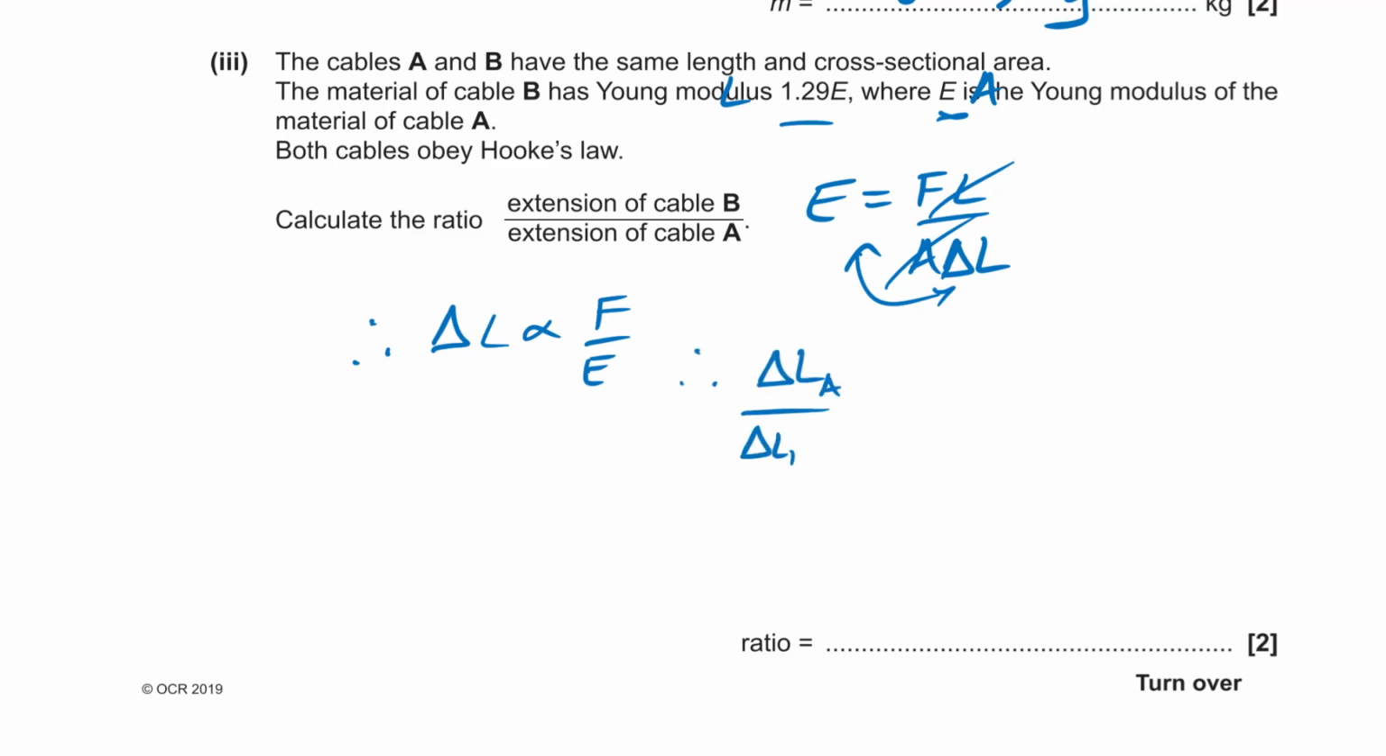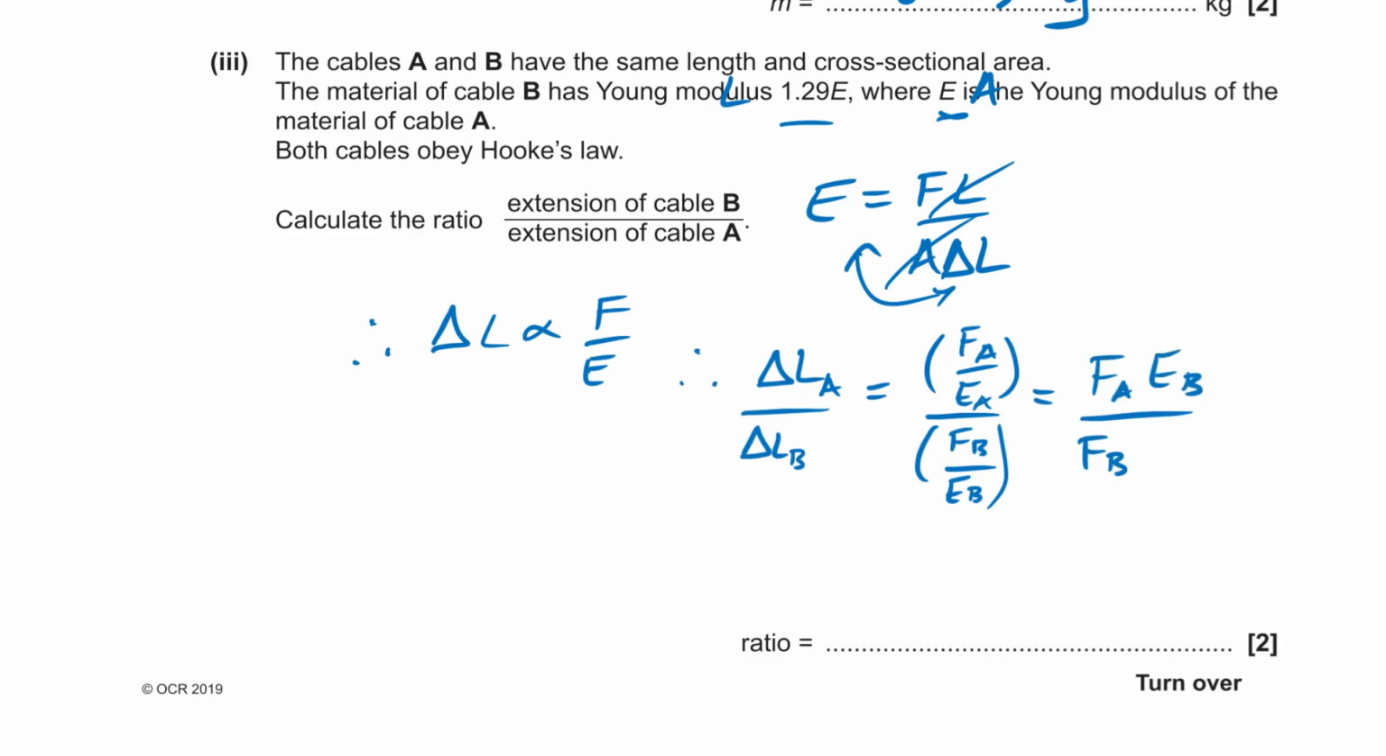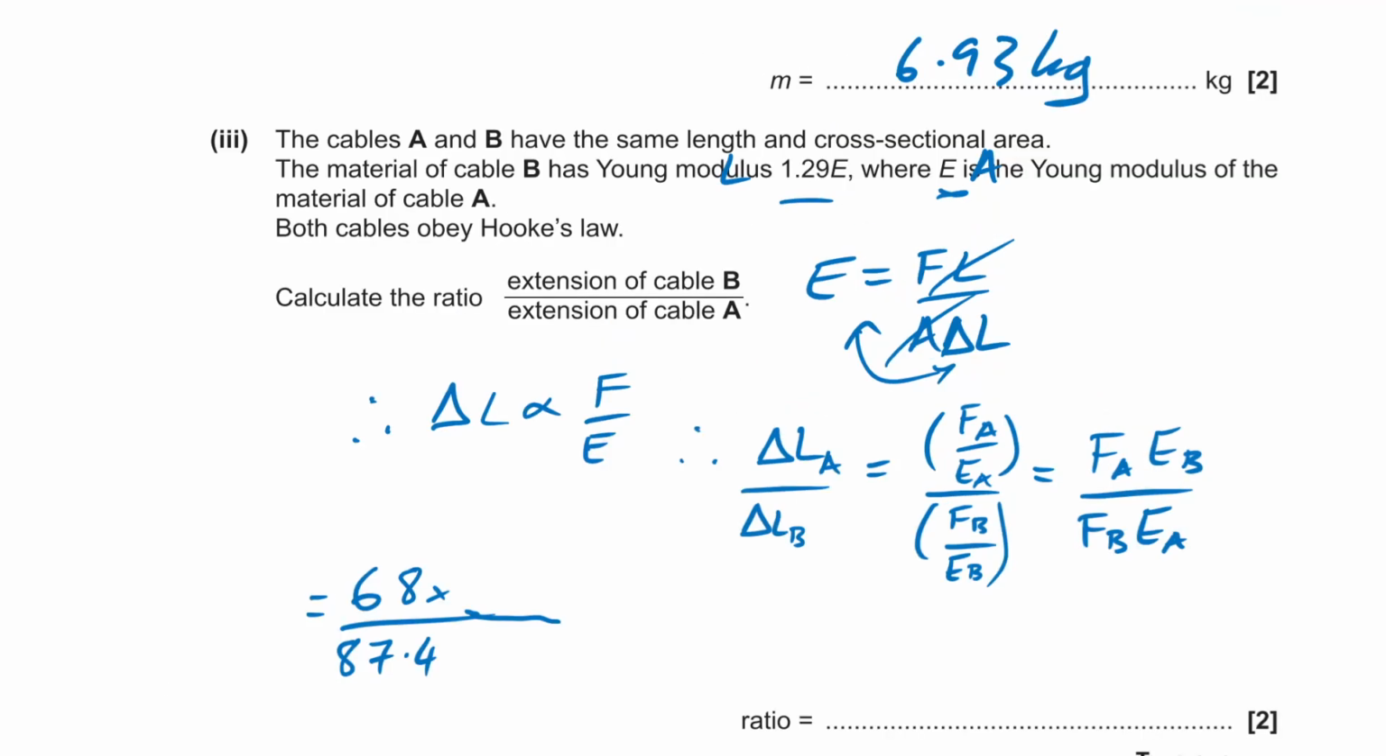So what we can say then is delta L of A divided by delta L of B, because that's what we want ultimately, is F divided by E for A divided by F divided by E for B. Some people get a bit confused when dividing fractions, but remember that if you divide by a fraction, it's the same thing as timesing by the reciprocal. So we end up with FAEB over FBEA. Putting the numbers in, we have 68 newtons divided by 87.4 newtons, and then we're timesing that by 1.29 divided by 1, because it's just 1E for A. So we can just cross that out, and we end up with exactly 1.00. Well, that's a bit convenient, isn't it? That's not a given, that's just the way that the question has gone.